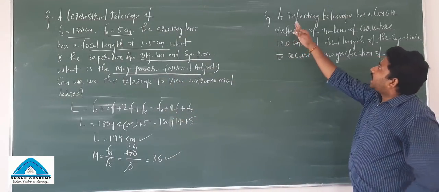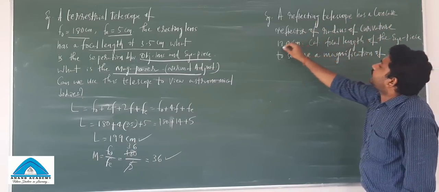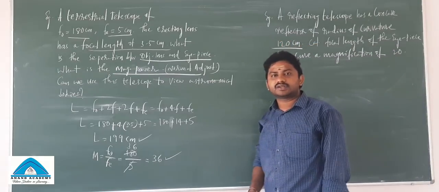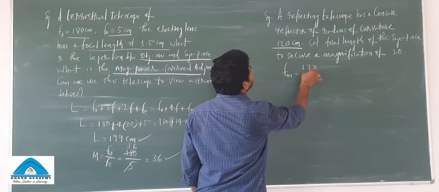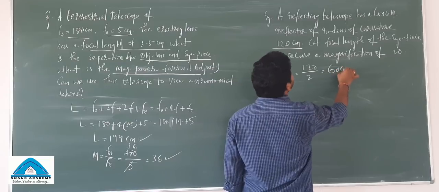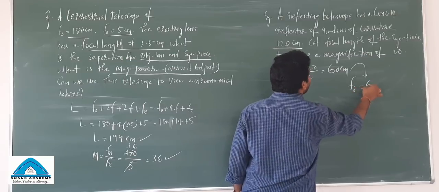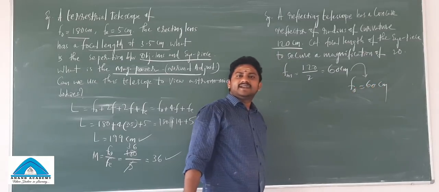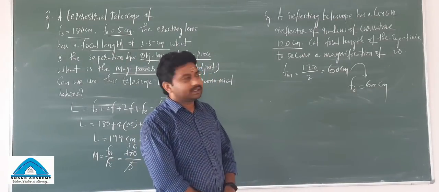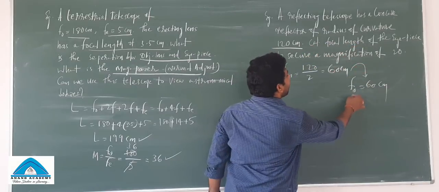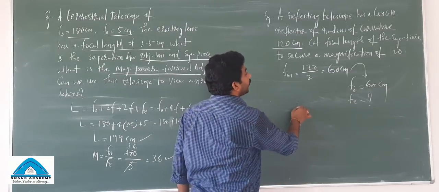Now, a reflecting telescope has a concave reflector of radius of curvature 120 centimeters. So the focal length of the mirror is equal to 120 by 2, which is equal to 60 centimeters. Can I write 60 centimeters as the focal length of the objective lens? Yes, the focal length of the mirror behaves as the focal length of the objective lens here. Now, calculate the focal length of the eyepiece to secure a magnification of 20.